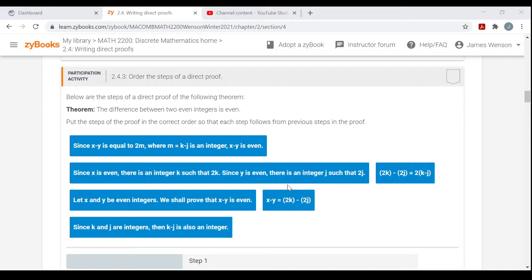Next activity is another fill in the blank. So I'll read it through. Below are the steps of a direct proof for the following theorem. And in fact, I'll do it on paper, and then you could fill in your own. The difference between two even integers is even. And I'll also write this as an if-then statement, a conditional statement, and go into the proof.